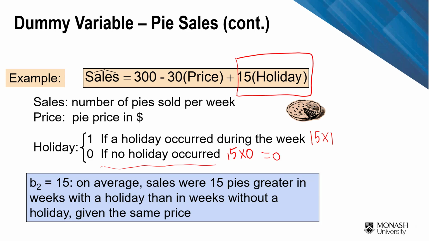Okay? So therefore, the interpretation will be sales were 15 pies greater in the week with holiday than in the week without holiday, right? Because without holiday, it will be 15 times 0. Therefore, you don't get the score. But if there is a holiday, you normally get 15 more pie sales, right? That's what dummy variable is all about.